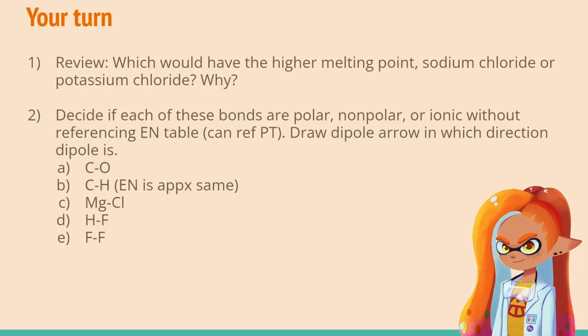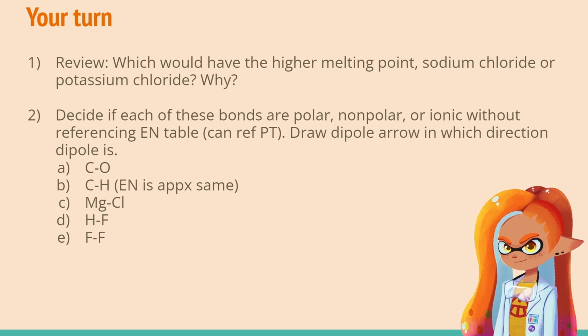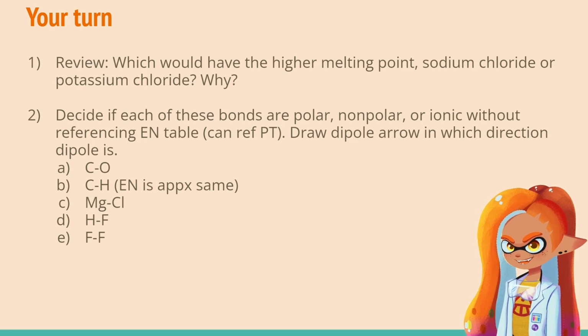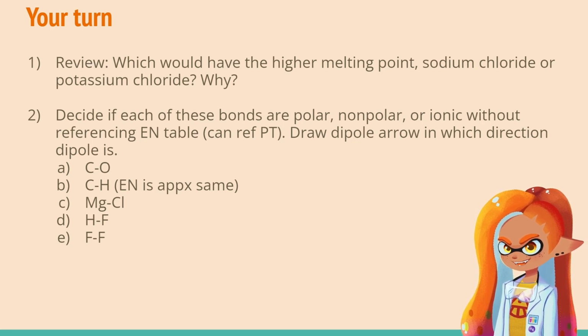Here are some your turn questions that I want you to do yourself before I go over the answers. So try to see if you can explain why the melting point is higher between the two choices, and again, explain why. And then for number 2, use your periodic table to determine whether these bonds are polar or not. And then if they are polar, where would you draw the dipole arrow if this is the bond? So this is the bond here, and if it is polar, is it going this way or is it going that way? So go ahead and try that yourself before I go over the answers. So pause this video and try it.